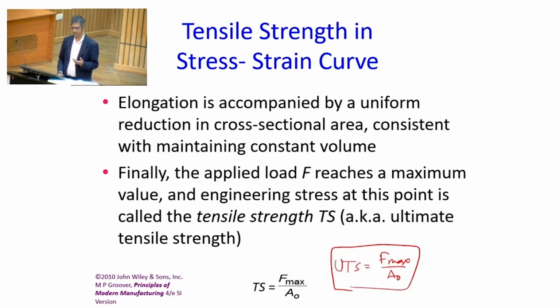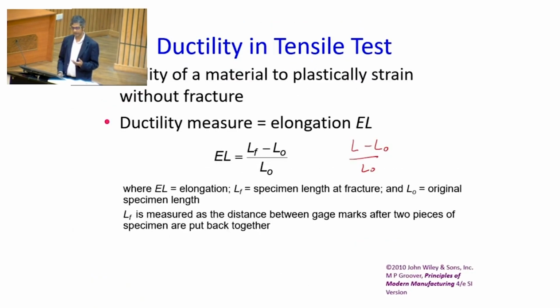Well, that is the ultimate tensile strength, that is maximum load divided by the initial area. Ductility is always measured by change of length divided by the original length, and change of length is elongation. So, delta L by L0, that is the ductility, right.